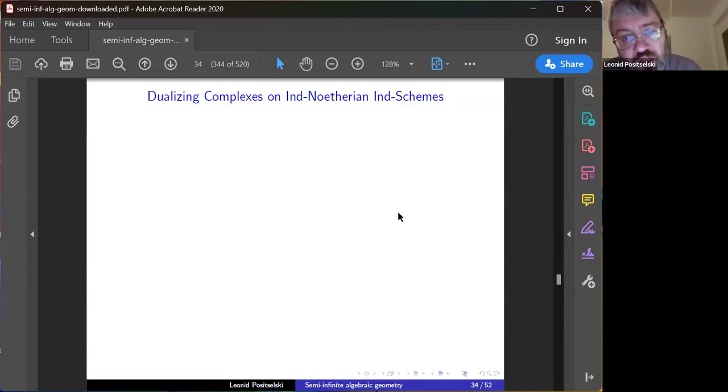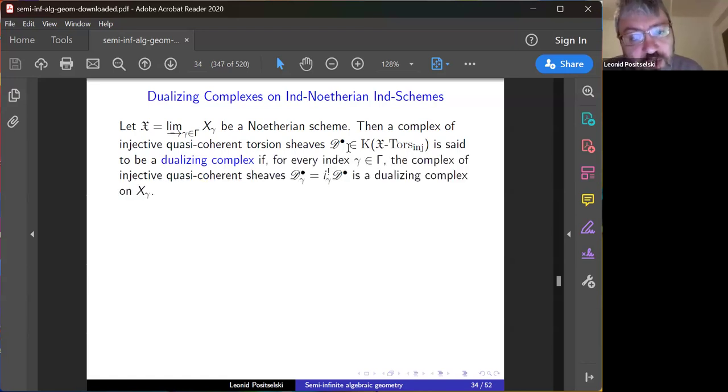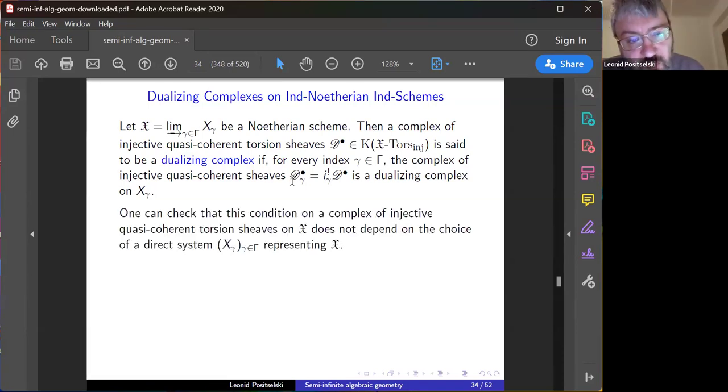Dualizing complexes on ind-Noetherian ind-schemes. Let X, equal to the direct limit of X gamma, be ind-Noetherian. Then a complex of injective quasi-coherent torsion sheaves D in X-tors is said to be a dualizing complex if for every index gamma, the complex of gamma components of the complex D, or the Čech inverse image of the complex D, is a dualizing complex on the scheme X gamma.